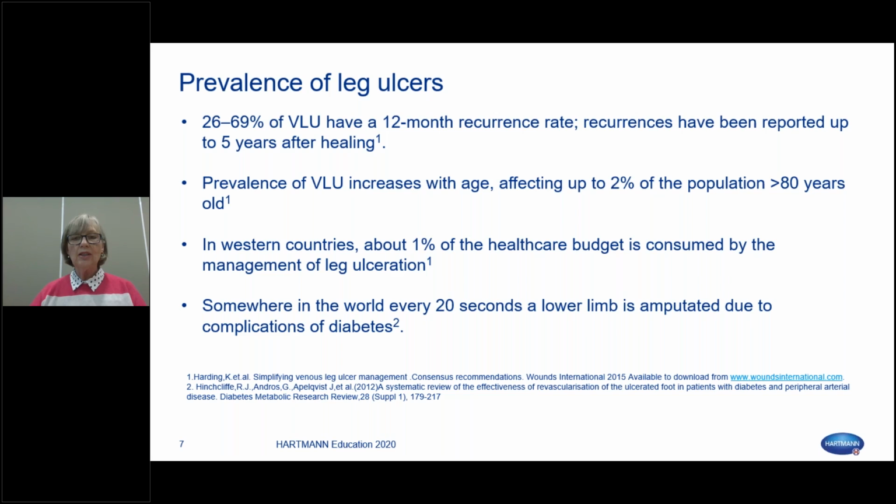The evidence also shows that 26 to 69% of venous leg ulcers have a 12-month recurrence rate. And recurrences have been reported up to 5 years after healing because people just won't wear their compression. The prevalence of venous leg ulcers increases with age, affecting up to 2% of the population in those over 80. In Western countries, about 1% of the healthcare budget is consumed by the management of leg ulceration. And somewhere in the world, sadly, every 20 seconds, a lower limb is amputated due to complications of diabetes.